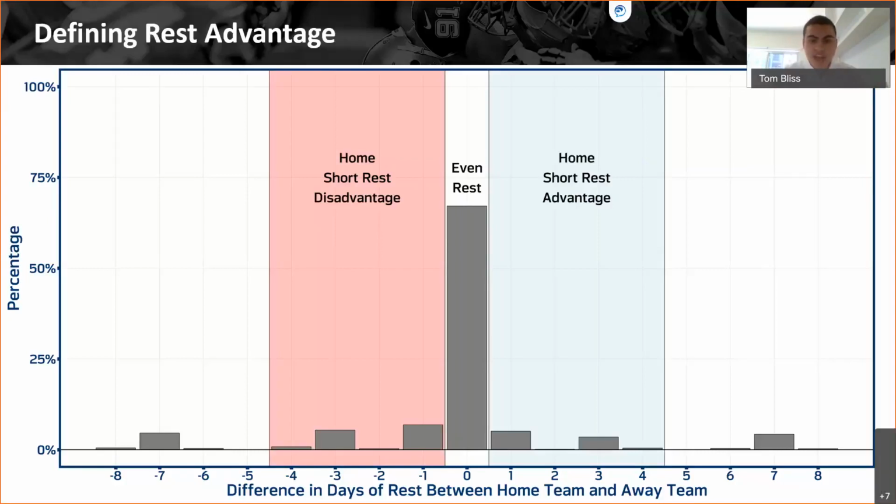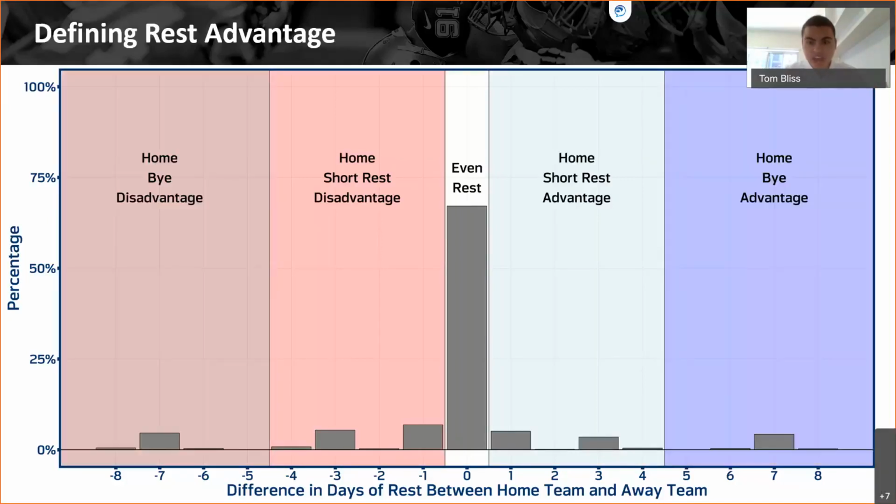And that's what we define as a short rest advantage. Finally, we have the bye advantage, and that's when a team had an entire week off and you're meeting a team that didn't. I mean, one team played 14 days ago, one team played 7 days ago, or this could be 13 or 15, depending on how the prime time windows line up. But that's what we call bye advantage.